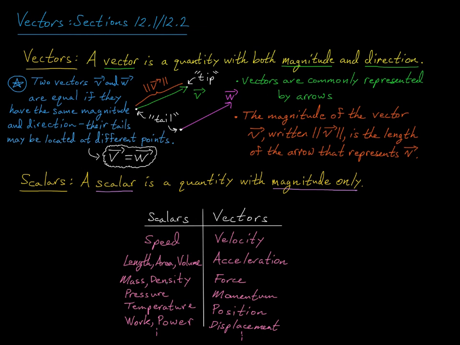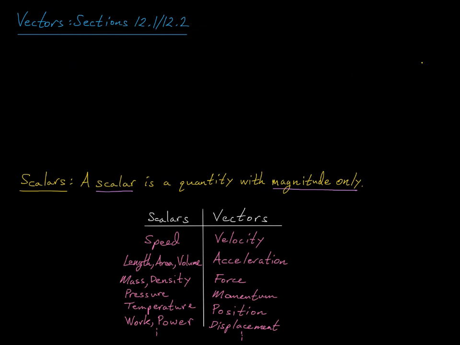Mass and density, pressure, temperature, work, and power are all scalar quantities, with no indicated direction. Whereas other things like force, momentum, position, displacement, and so on and so forth, all have directions associated to them. So these are all vector quantities. All right, cool. So now let's talk about combining vectors.